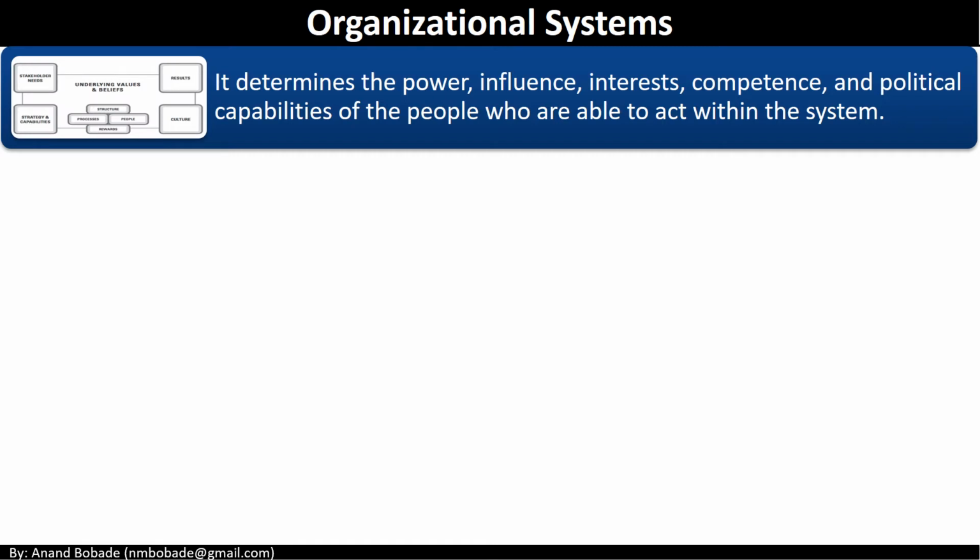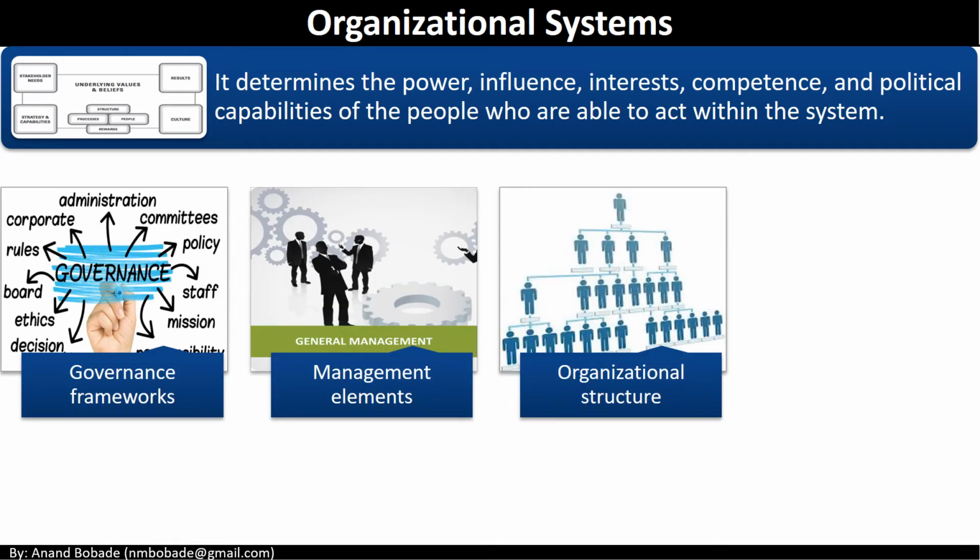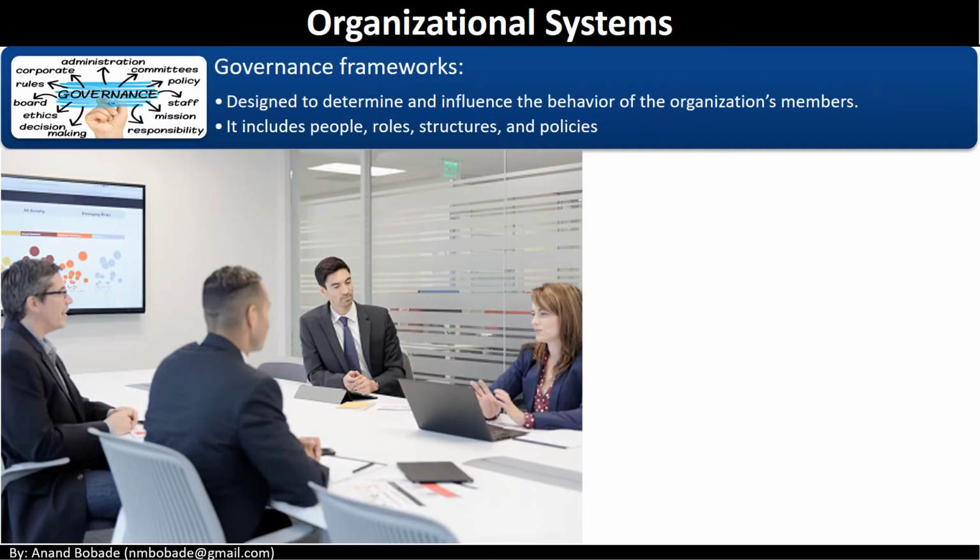So far, you learned what an organizational system is. Let's discuss the key elements that build this organizational system. So we have governance framework, management elements, and organizational structure. Governance framework is designed to determine and influence the behavior of the organization's members. It includes people, roles, structure, and policies.